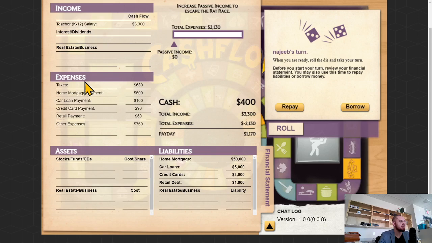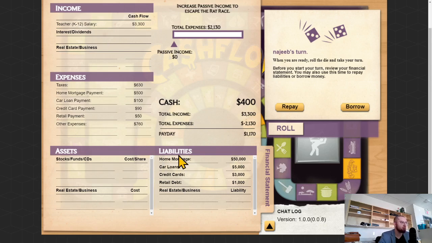Here are my expenses. You always want to be mindful of what's going on here. You can't really get out of the taxes, which is the biggest expense of mine, but close behind is a $500 a month mortgage payment. I have a $50,000 mortgage, so that's pretty cheap by the game's standard. I have a car loan payment of $100, a $90 credit card payment, a $50 retail payment, and $760 of other expenses. I'm not really sure where that comes from.